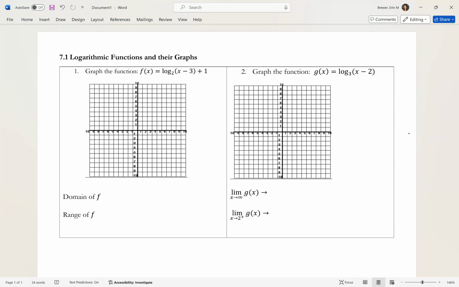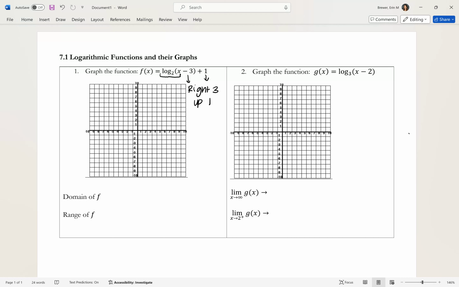So the first thing I want to do when I look at these log functions is identify what the log base is and where the transformations are going to move the graph. So when I look at the equation in problem 1, I notice that I'm graphing log base 2 of x, and it has 2 transformations. The minus 3 grouped with the x is going to move our entire function to the right 3, and the plus 1 is going to move the graph up 1.